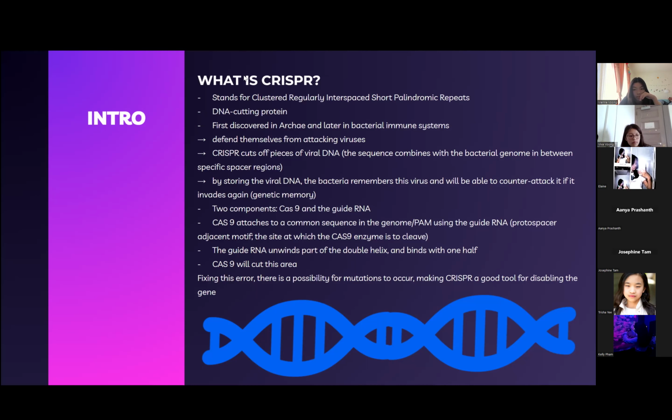So the guide RNA unwinds part of the double helix and binds with one half, and the Cas9 will cut this area. If the bacteria tries to fix this error, there is a possibility for mutations to occur, making CRISPR a good tool for disabling a gene.